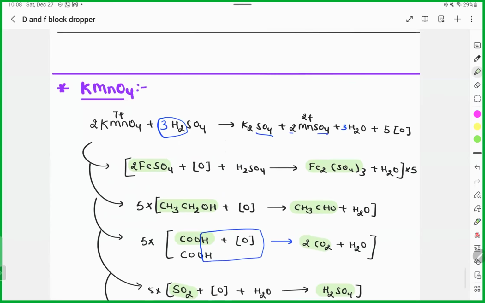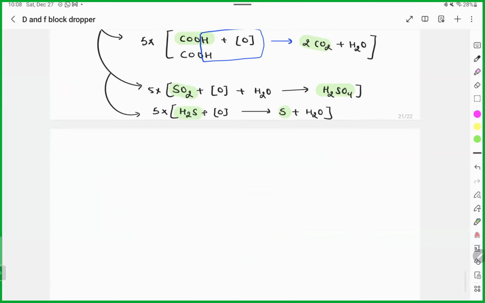And all these things happen in case of acidic medium, because you have H2SO4 in the reaction.